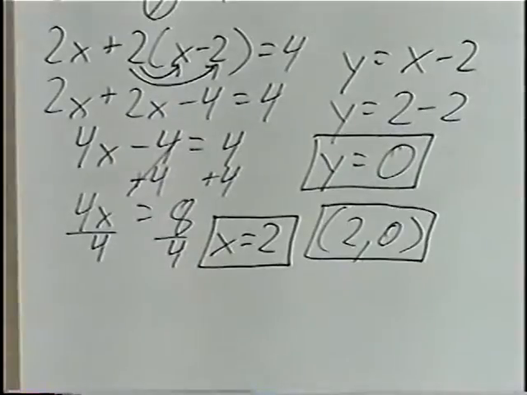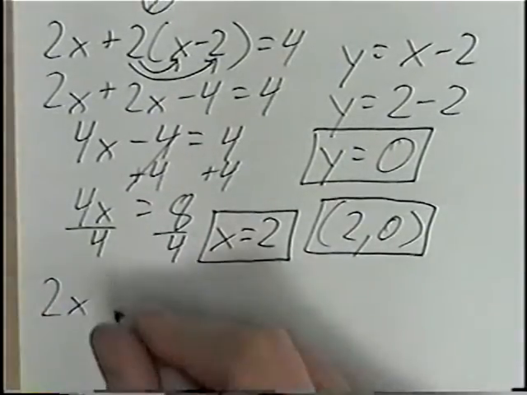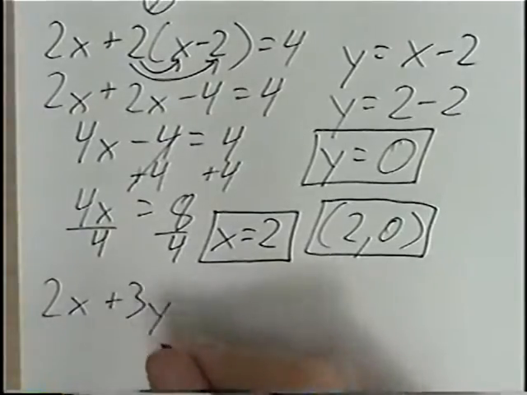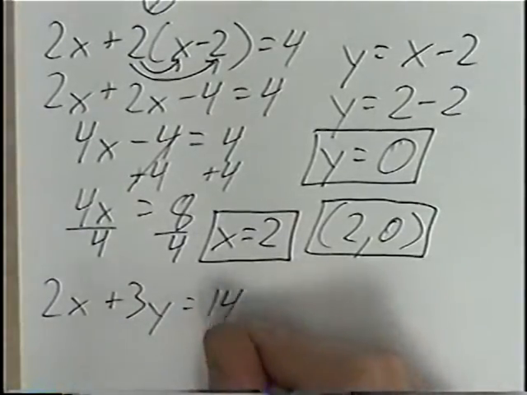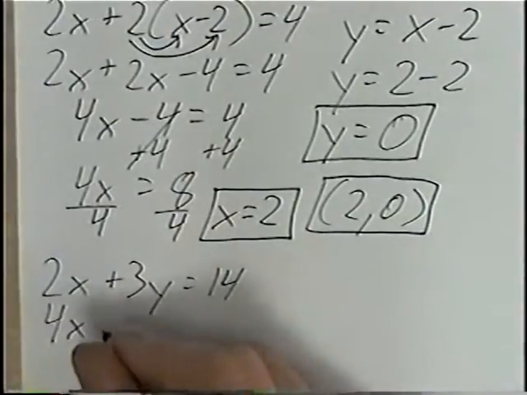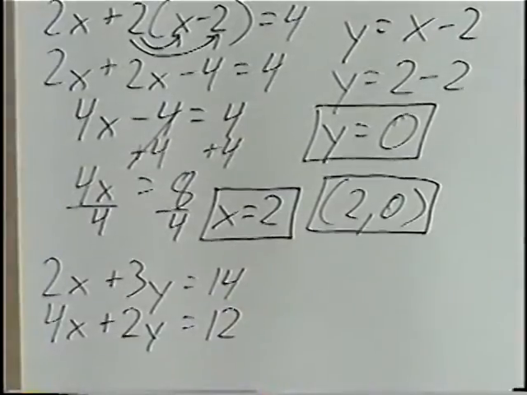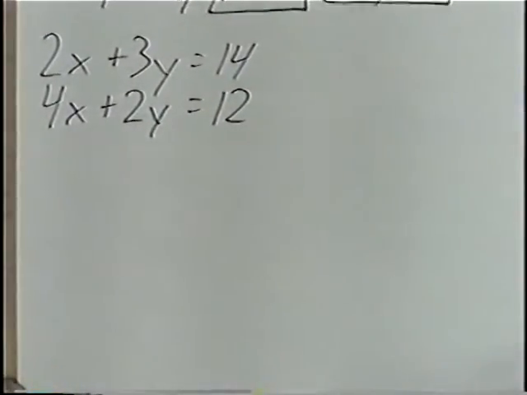Second question and last question for the section. First equation, 2x plus 3y equals 14. And the second equation, 4x plus 2y equals 12. Solving these two equations by substitution.